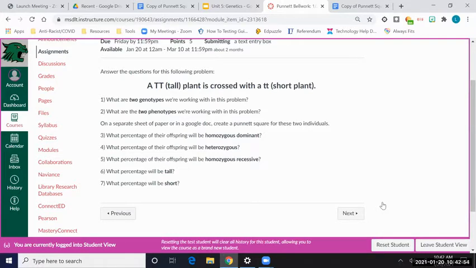But you're going to create a Punnett square. You don't have to show me or turn in the Punnett square, just do the Punnett square. Using the Punnett square, answer these next 5 questions. What percentage of their offspring would be homozygous dominant? What percentage of their offspring will be heterozygous? What percentage of their offspring will be homozygous recessive? And of course, what percentage will be tall versus what percentage will be short? All of those questions, you can get the answers by looking at the Punnett square.